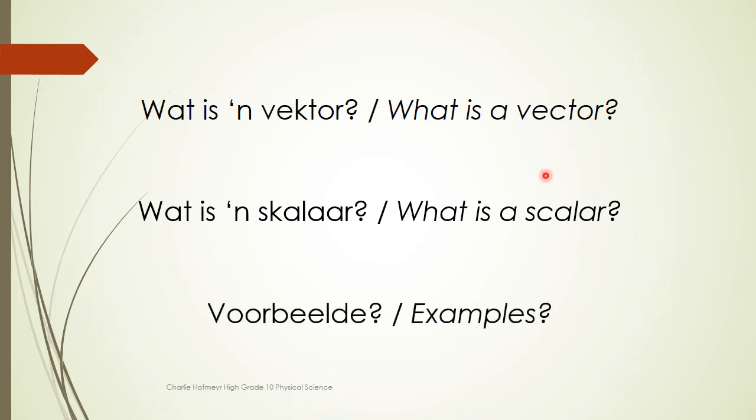Okay, so can you give me examples of a vector? Anyone? So, yes, an example of a vector is a force. Force is measured in newtons, and since it's a vector, it has a direction. For example, if you accidentally push your friend, you exert a certain amount of force, but you also push your friend in a specific direction.